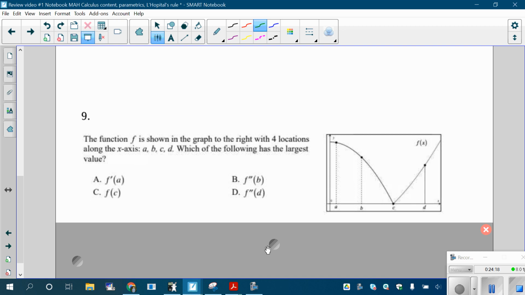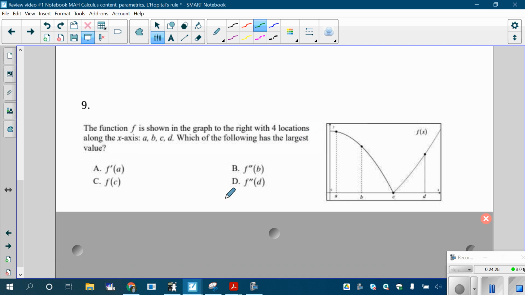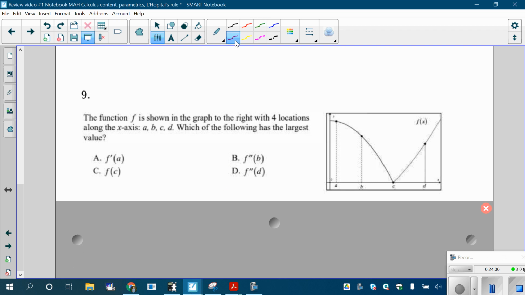All right, moving on. And into this one, so we'll just do it together. We got our function f. It's asking us which of the following has the largest value. And again, I hope this is good MAH stuff we can do well with. F prime of a. Well, don't tell me any numbers, but I know f prime of a is a little bit negative.